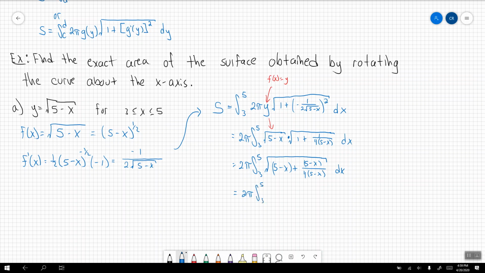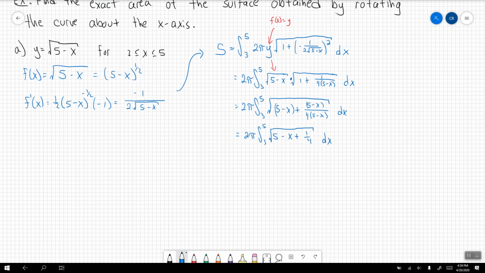this particular setup leads us into a very nice result. These 5 minus x's are going to cancel here, and it just leaves us with 1/4, which means we're going to have 5 minus x plus 1/4 inside of the radicand, with respect to dx. So 4 times 5 is 20, plus 1 is 21. So it's going to be 21 over 4 minus x, and that's in the square root, from 3 to 5, multiplied by 2 pi. And this is all dx.